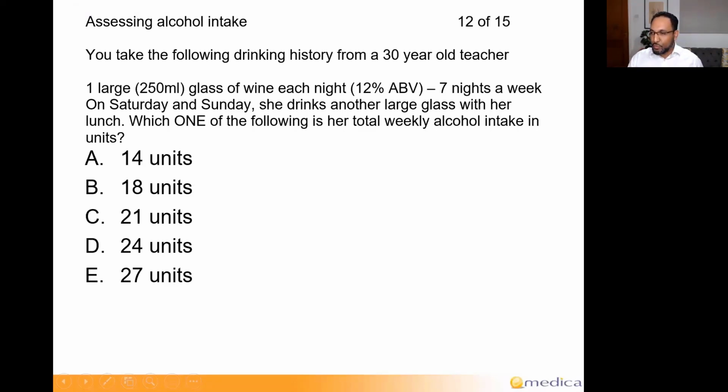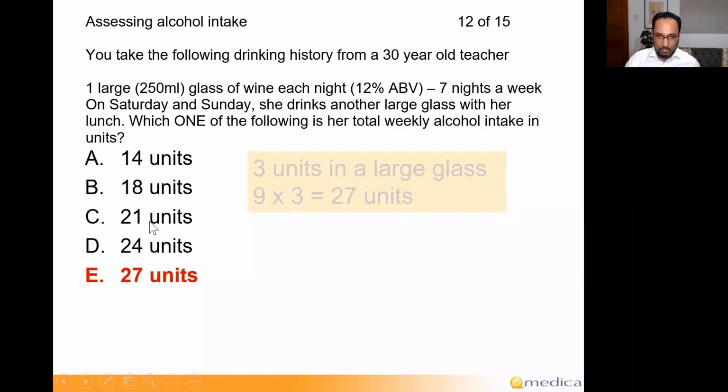Right, I will launch a poll for this one. So every answer has been picked. The popular ones actually, very few people picked A, but B, C, D, and E are all popular, okay? So the correct answer here is E, 27 units. Well done, most of you did get that right, but quite a few of you picked B, C, or D. So why might that be?